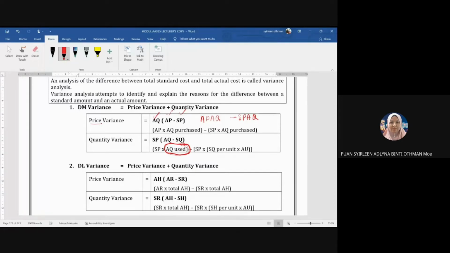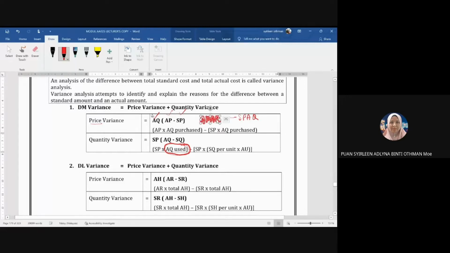So untuk quantity variance, kita akan kira guna formula SP dalam bracket is AQ minus SQ. So SP is standard price. Okay, in bracket tu actual quantity minus standard quantity. Okay, kita go through dulu dia punya formula and then nanti bila kita kira baru awak tengok. Alright. Okay, so dekat sini kalau you expand pun you akan dapat SP AQ minus SP SQ.